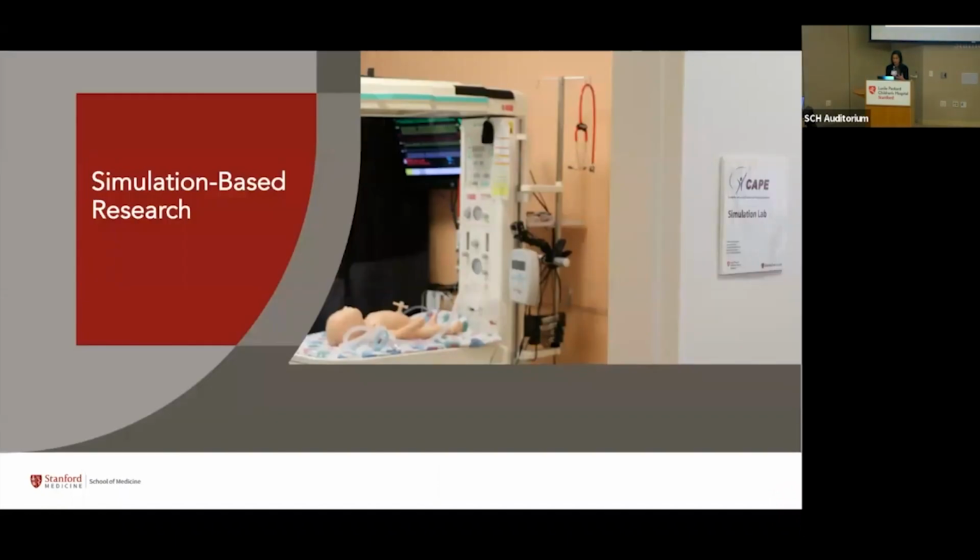And so that connects to the last part of this talk, which is simulation-based research. And this is something that I have a lot of passion for, especially in terms of incorporating human factors, because I think there's so much that can be done using the simulated environment that can allow us to enhance the clinical environment that we work in.